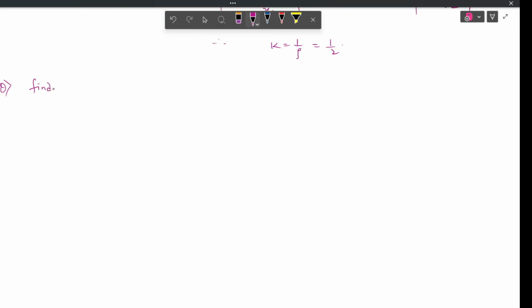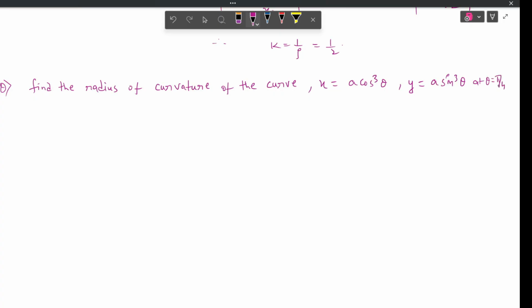Find the radius of curvature of the curve x equals a cos cube theta and y equals a sin cube theta at theta equals pi by 4. So this is in the parametric form.